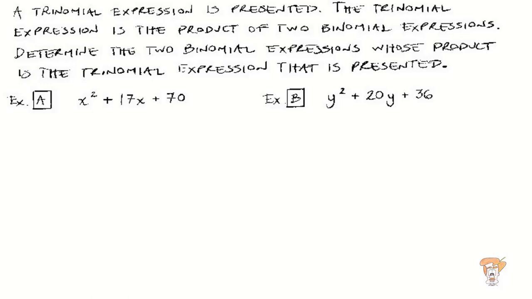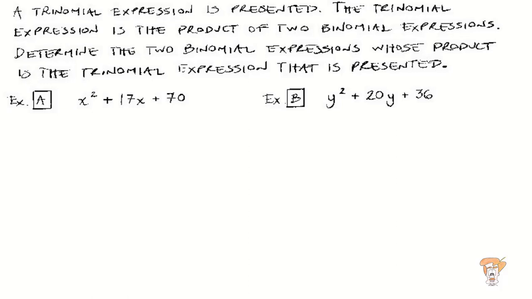Here are two examples. The directions state that a trinomial expression is presented. The trinomial expression is the product of two binomial expressions. Determine the two binomial expressions whose product is the trinomial expression that is presented.